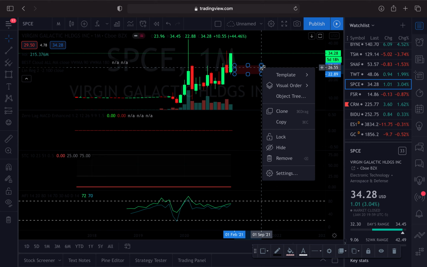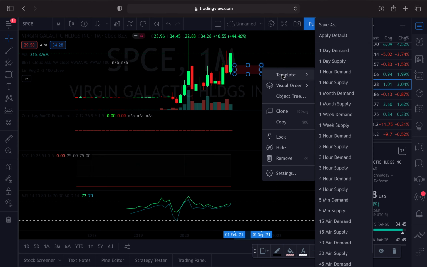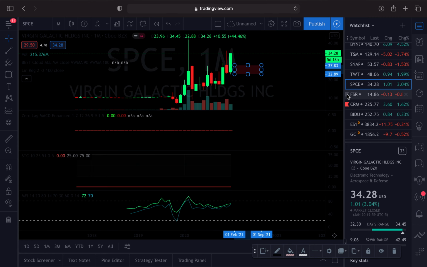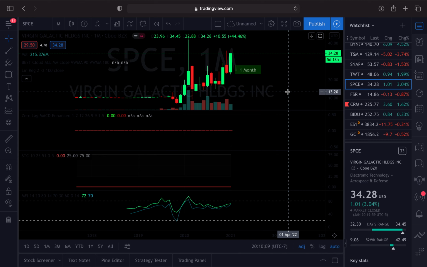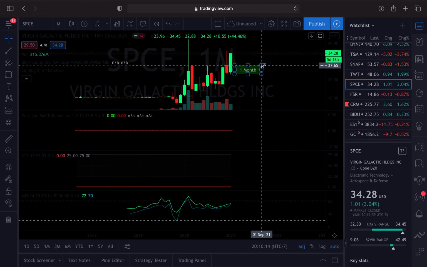And then I already have my template set up, but if you don't have your template set up, you go into settings, change the color to green, and then you type the zone. It's a pain in the butt. Setting up your templates is going to kind of suck, but it's not too difficult once you have them. So that is a 1 month zone. And let's just go ahead and chart the rest of these zones.